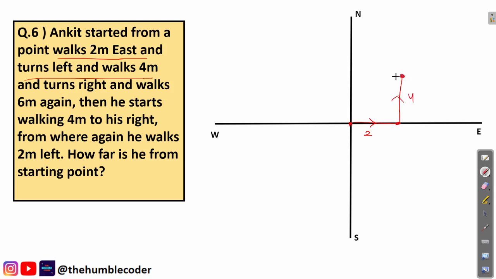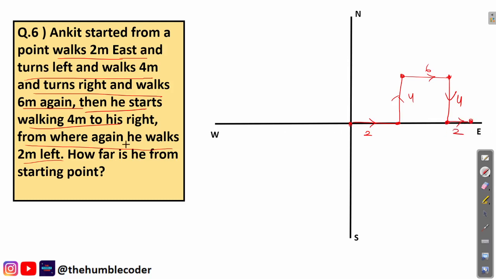So this is his current position, and he turns right and walks 6 meters. So right now he will move in the right direction and walk 6 meters. So this is his current position as of now. Then he walks 4 meters towards his right. 4 meters towards his right means this direction. So right now he is at this position, from where he again walks 2 meters towards his left. So 2 meters towards his left will be this direction. So right now he is at this position.